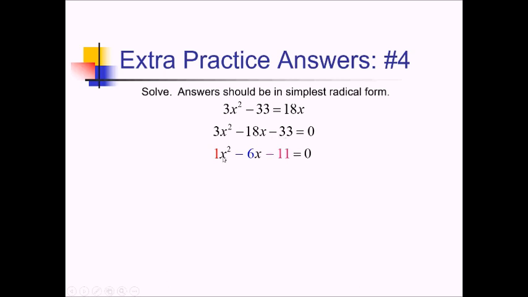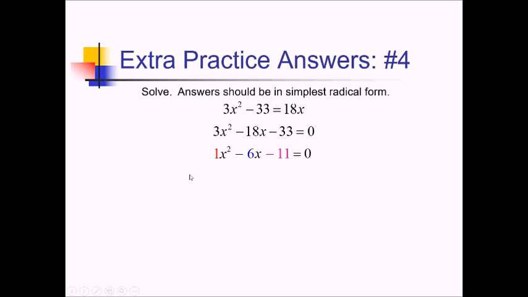And now, since I have an a value of 1, let me at least consider factoring this. Are there two numbers that multiply to negative 11 and add up to negative 6? Well, not so much. Our only choices for factors are going to be 1 and 11, and there is no way to get a 6 out of those. So quadratic formula it is.